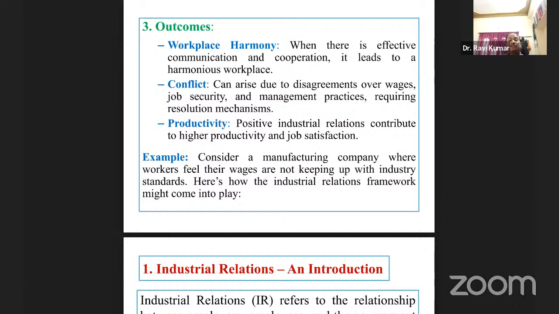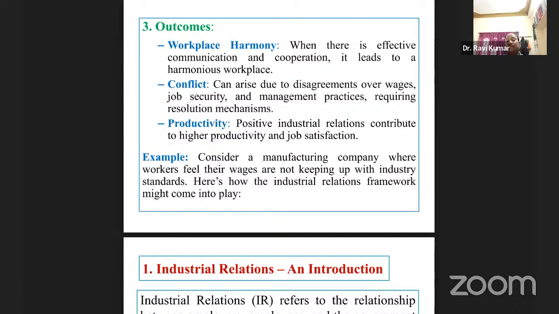So the organization always thinks about how to minimize the risk and maximize the profit at the same time. Instead of wasting unnecessary time, they spend time on productivity. So for example, consider a manufacturing company where workers feel their wages are not keeping up with industry standards. Here is how the industrial relations framework might come into play.